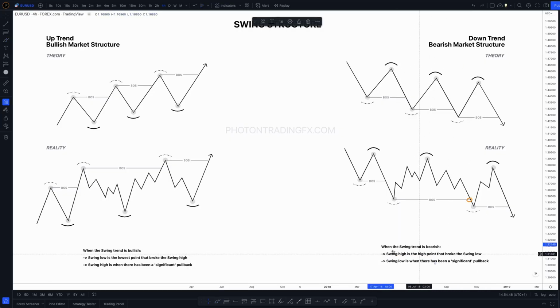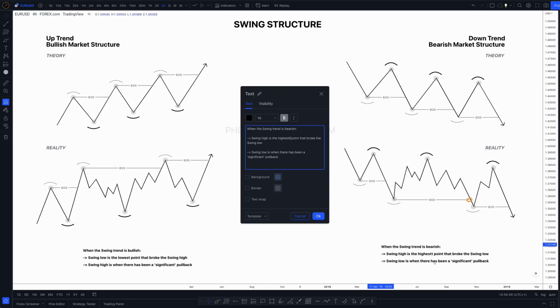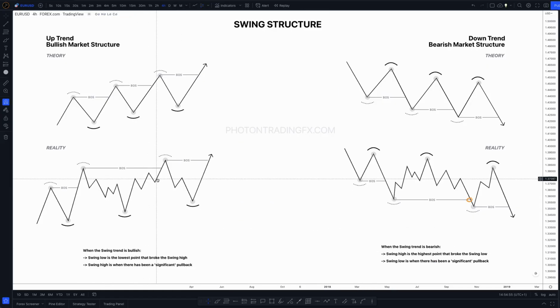So that should say highest, okay, with a 'g' and an 'h', obviously. And that's how we find it. So it's the same as the bullish market, but just the exact opposite, okay?